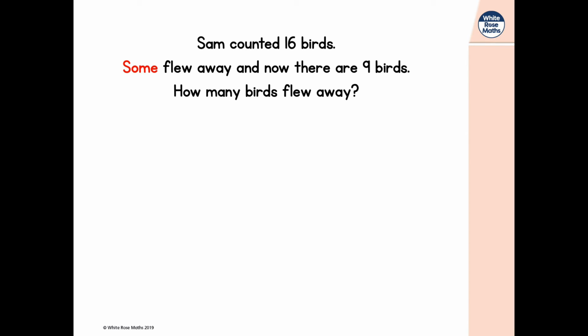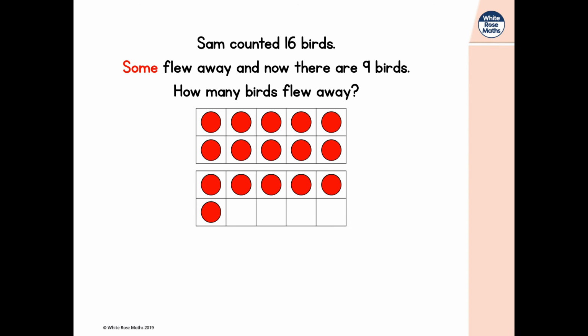Well, let's begin by building the 16 on 10 frames. Here we have one 10 frame full with 10 counters, and a second 10 frame with 6 red counters. Altogether, 10 plus 6 is 16. Now, before we go any further, let's think about what calculation we would do. What's the number sentence? Well, it would look like this.